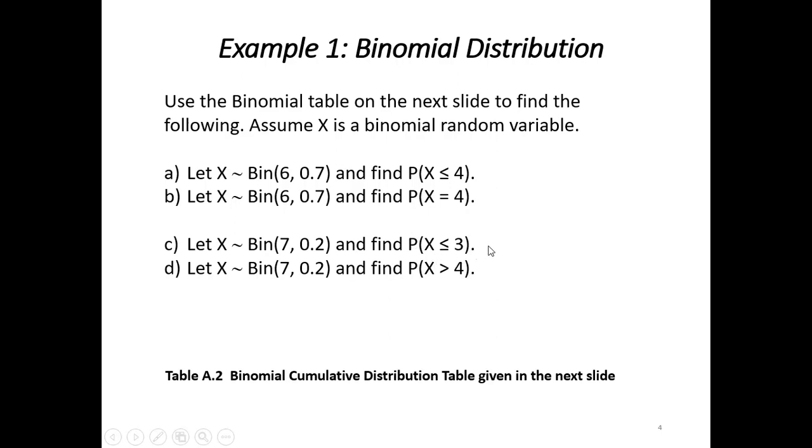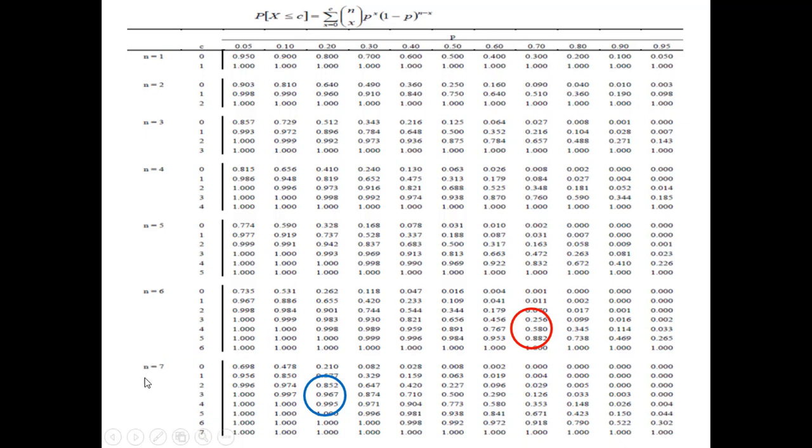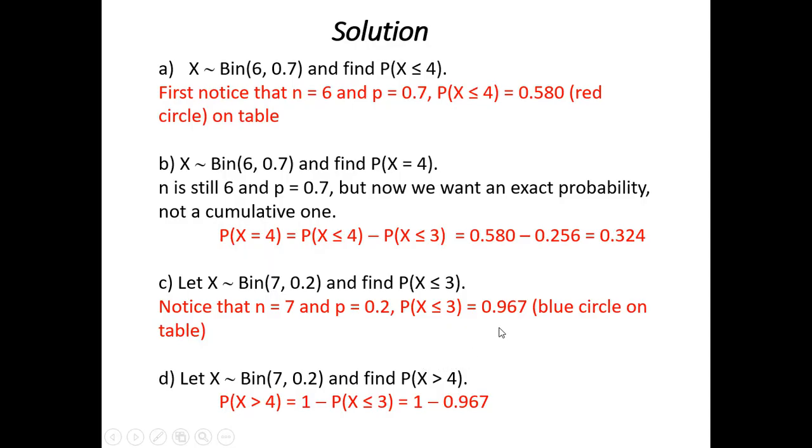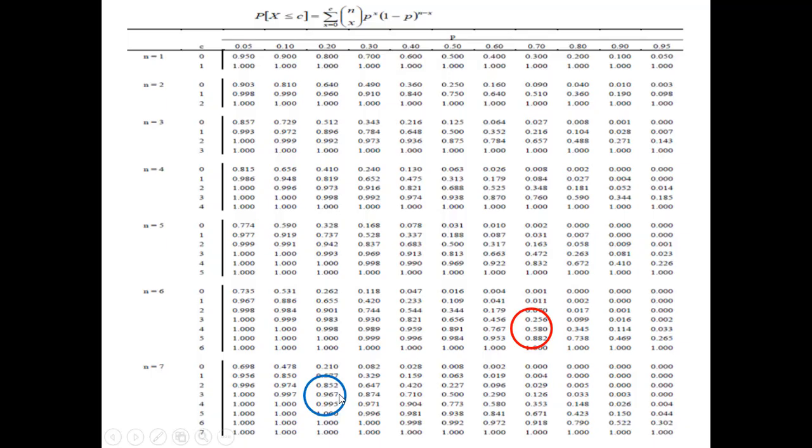All right, so this question here in part C, this is just another cumulative probability. So we can look that up in the table. We have to go to the section where n is 7. P is 0.2, so it brings us into this column here. And if I want the probability that x is less than or equal to 3, you can see we get 0.967 over here. Again indicated with the blue circle on the table.